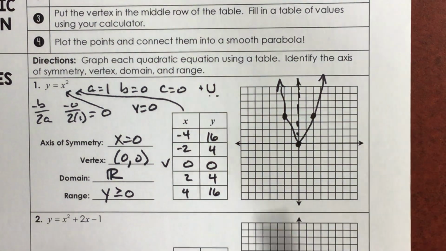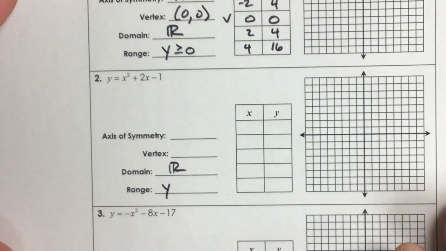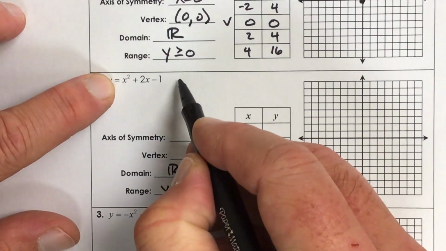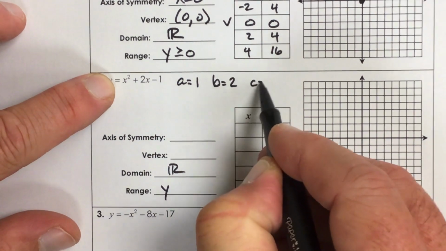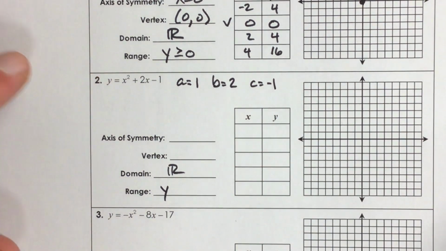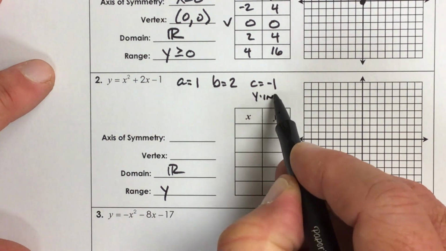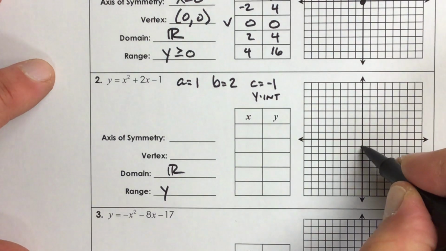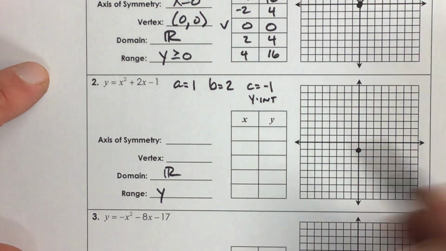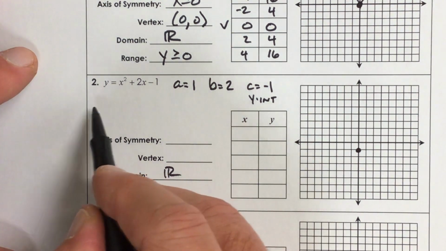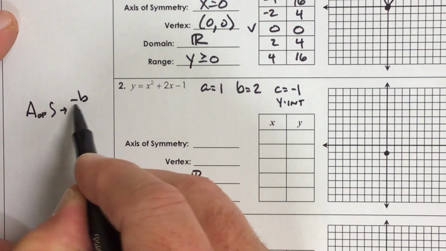Nothing too crazy on this one. This is sort of what we just did before on the last one. Now we're just adding the graphing world, all right? So again, a is 1, b is 2, c is negative 1. Really, this is your y-intercept, right? So we know that this is going to cross here. We don't know what else it looks like. We know the axis of symmetry is the opposite of b over 2a.